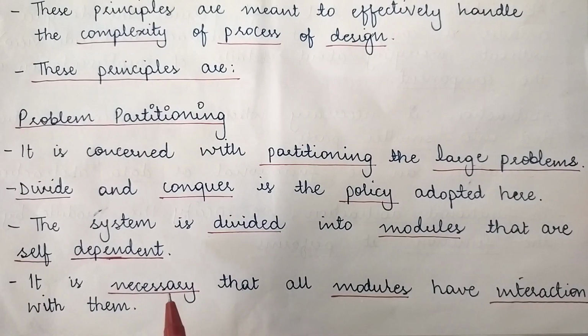But at the same time, since these modules coexist in the same logical system, it is necessary that all modules have interaction with each other. Just like if we consider a family of 4 or 5 people, where all of them are self-dependent. Nobody is dependent upon the other. The functionality of one does not affect the functionality of the other, but still they need to communicate with each other because they coexist in a family. In a similar manner, modules are also self-dependent, but since they are part of the same system, they need to have interaction with each other.